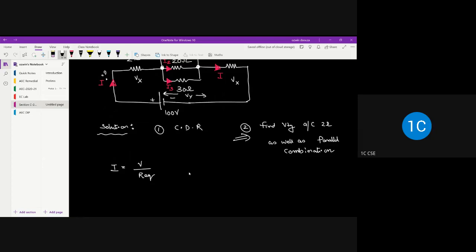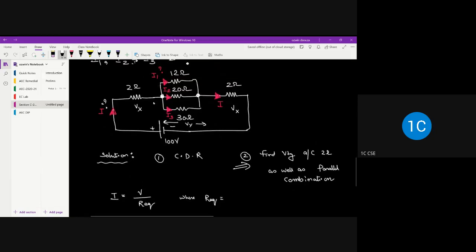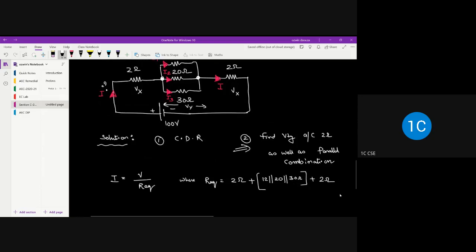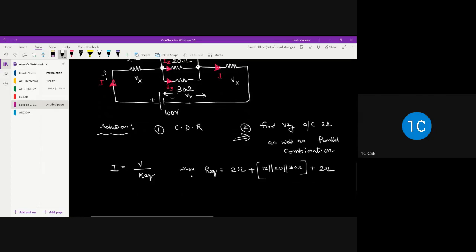Where R equivalent is equal to 2 ohm plus the parallel combination, that is 12 ohm in parallel with 20 ohm in parallel with 30 ohm, plus the series resistance 2 ohm. This is what I'm going to do. So what do I get for the equivalent resistance? 10 ohm. Great.